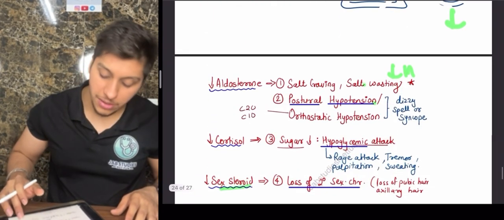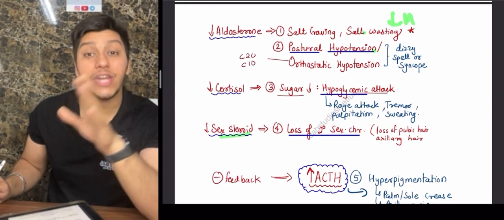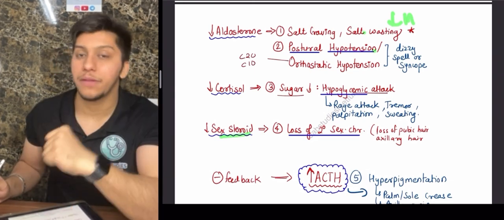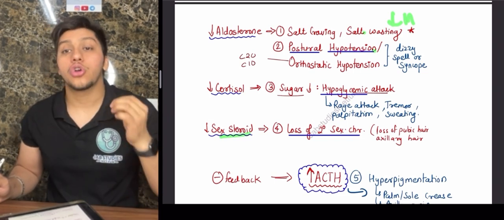So now we will be talking about what are the symptoms. Since aldosterone is not working, first of all, hypotension will be there; the patient will not be able to maintain the blood pressure. Salt retention is not there. That's why the patient will start craving for salt.